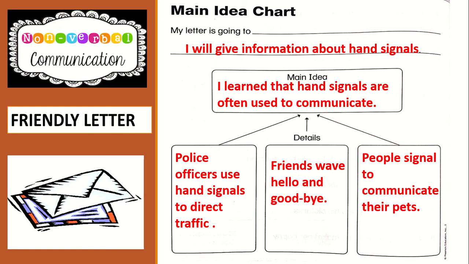Very good. So, our main idea is, I learned that hand signals are often used to communicate. And the supporting details are, first, police officers use hand signals to direct traffic. Friends wave hello and goodbye. People signal to communicate with their pets. So, it's okay if you select the details in any order, okay? As long as you write all of these 3 sentences inside the box. Understood? Alright.